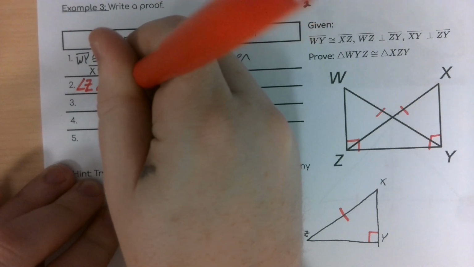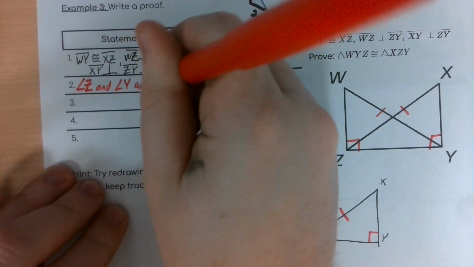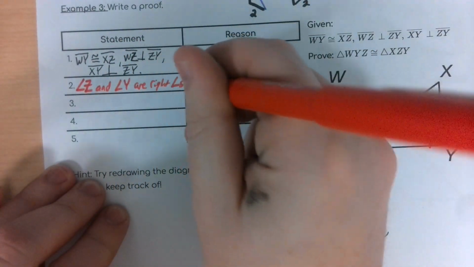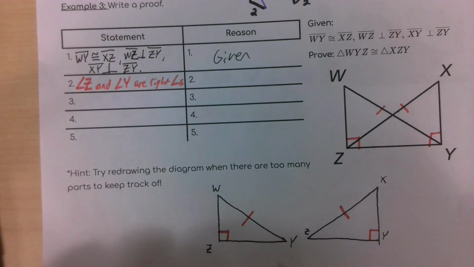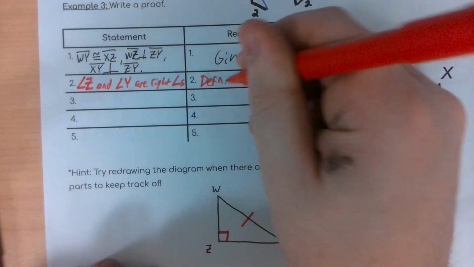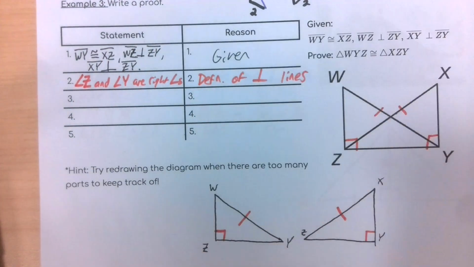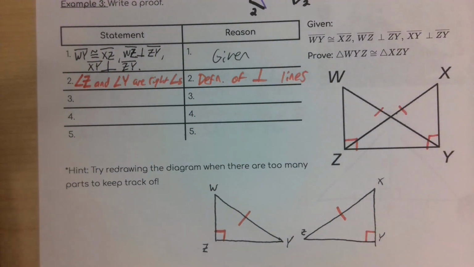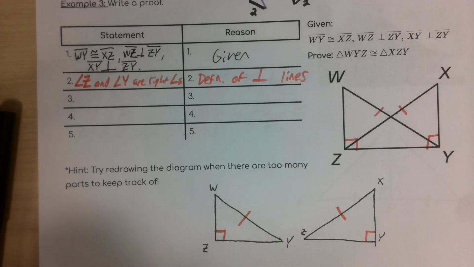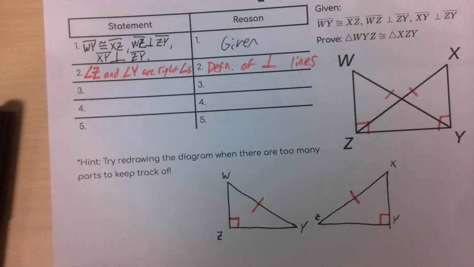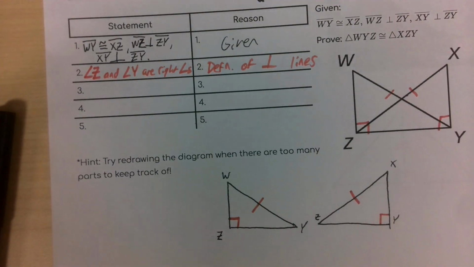So angle Z and angle Y are right angles. And again, that's because they're perpendicular. It's the definition of perpendicular lines. Mr. Strager, why'd you have to write it down in your proof? Well, it's because in order to use the hypotenuse leg theorem, it needs to be stated that these are right triangles. We can see that they're right triangles, but we need to demonstrate that fact.